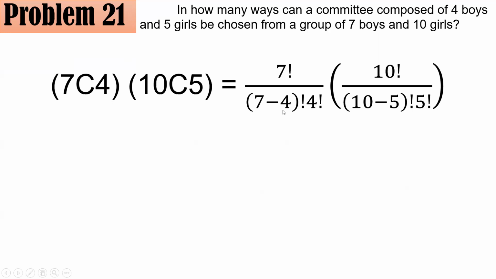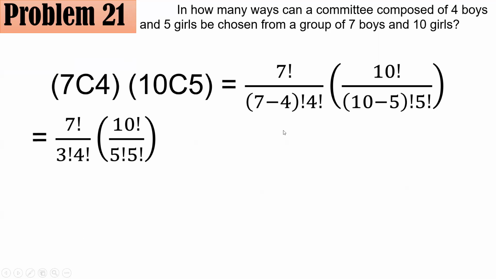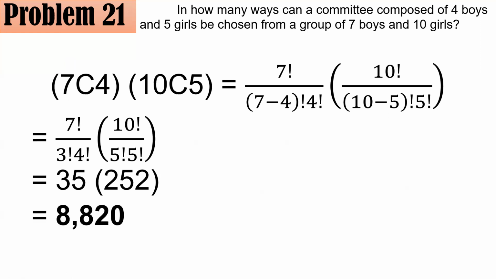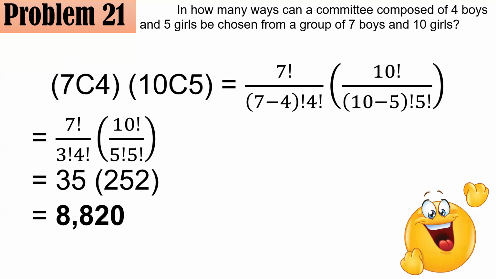This is the number of ways to determine which is, by the way, 35 for the four boys out of the seven. And out of the 10 girls, you will choose five. So that's 10C5, which is 10 factorial all over 10 minus 5 factorial, 5 factorial, which when simplified becomes 252. And by the fundamental counting principle, we have to multiply 35 and 252, and this gives us 8,820 ways in all.